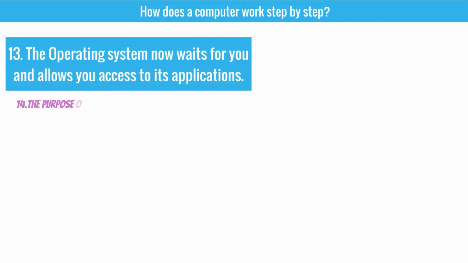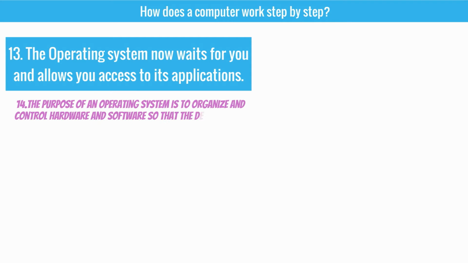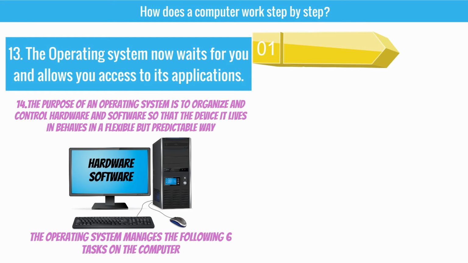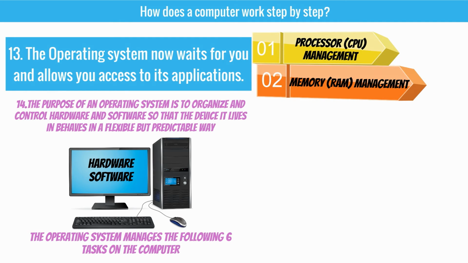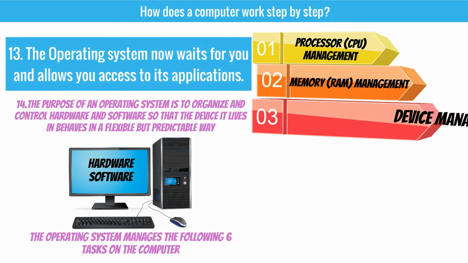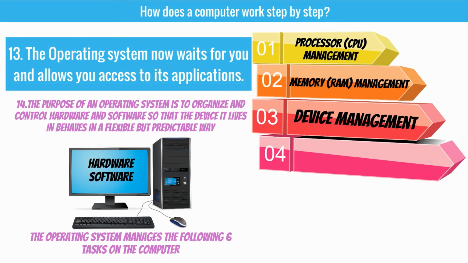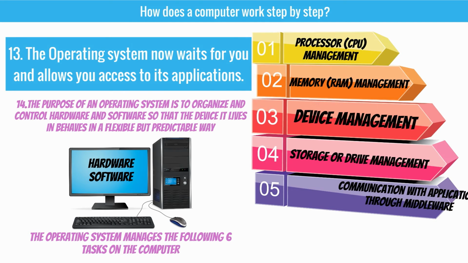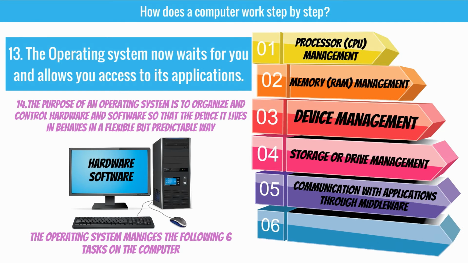The purpose of an operating system is to organize and control hardware and software so that the device it lives in behaves in a flexible but predictable way. The operating system manages the following 6 tasks on the computer: processor, CPU management, memory, RAM management, device management, storage or drive management, communication with applications through middleware, user interface by accepting input and processing output.